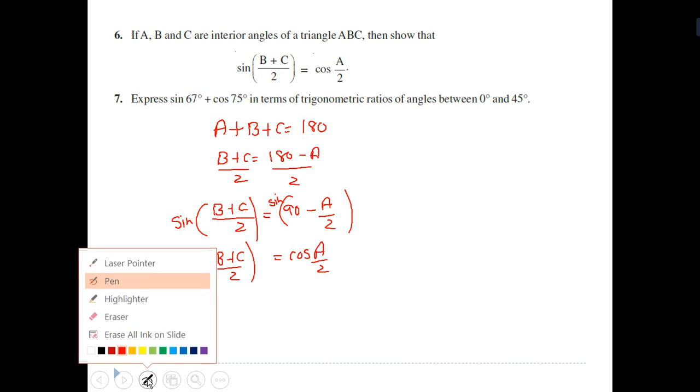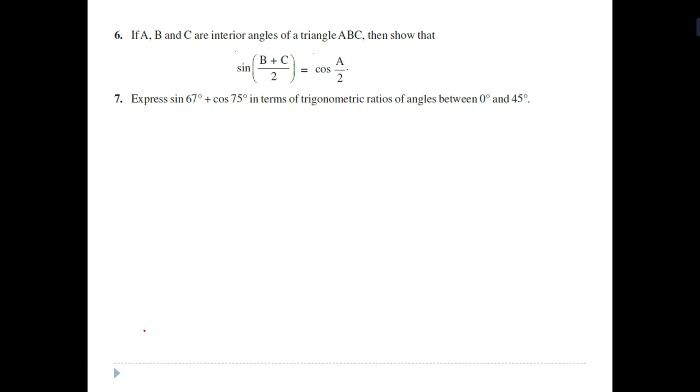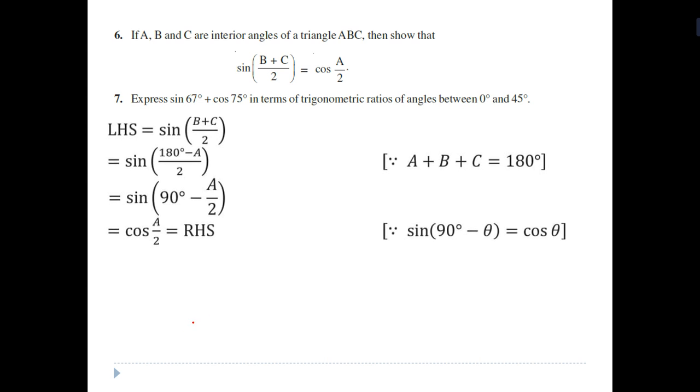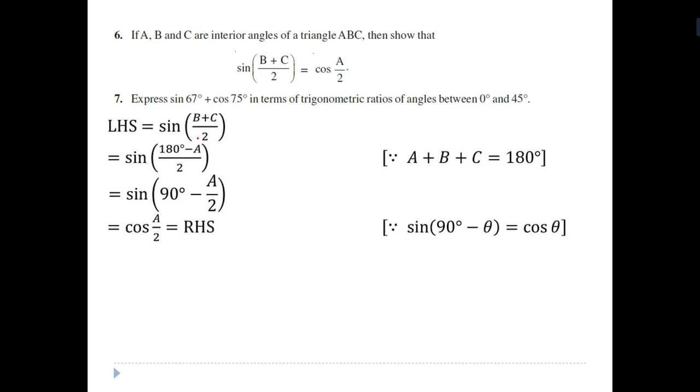Let me check whether we are correct or not. Sin (B plus C) by 2 is sin (180 minus A) by 2, that is sin (90 minus A by 2), which is cos A by 2. Since A plus B plus C is equal to 180, instead of B plus C we can write 180 minus A. So we get cos A by 2.